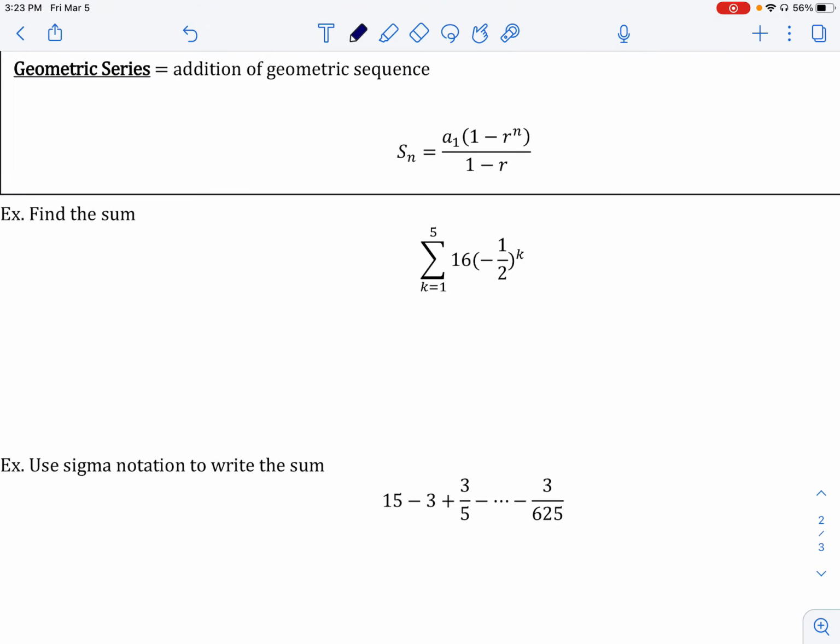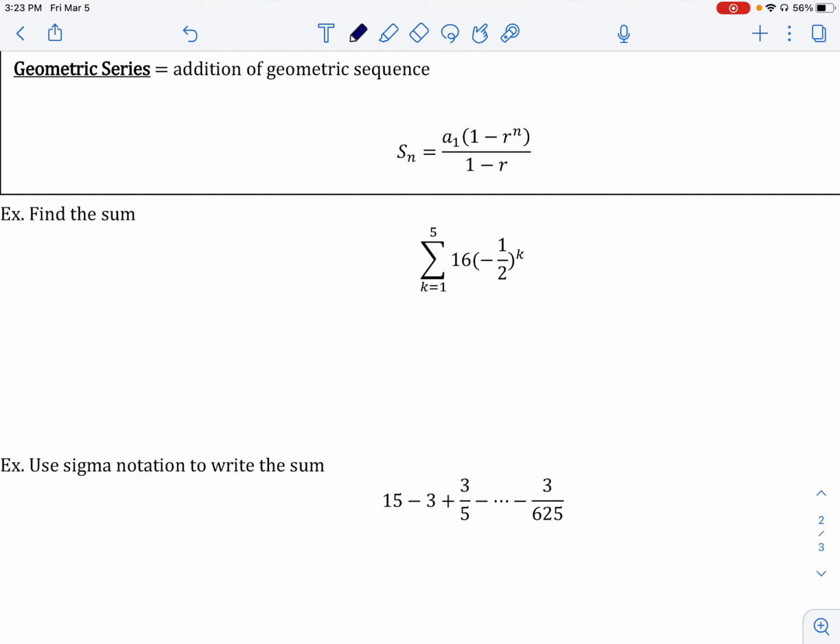What we have here is the formula to find the sum of a geometric sequence, and it's simply the first term that you're adding times 1 minus your common ratio raised to the n power. Again, n is going to represent the number of terms that you are adding, all over 1 minus r. So let's do a basic example with this.